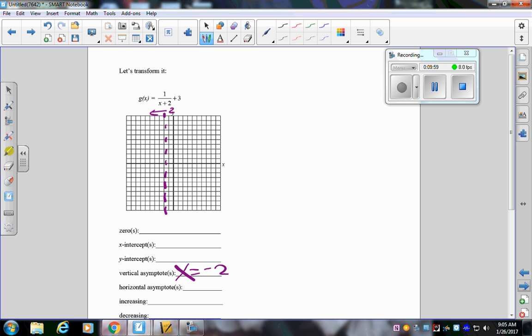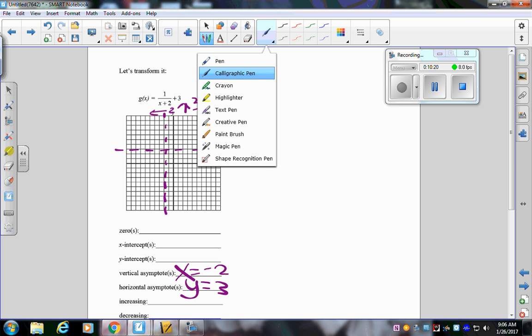My horizontal asymptote is going to be up 3. Just like with transformations, anything moving sideways is with the x, anything on the outside is your vertical. So up 3 at positive 3, and dash, dash, dash it in. Okay, y equals 3.